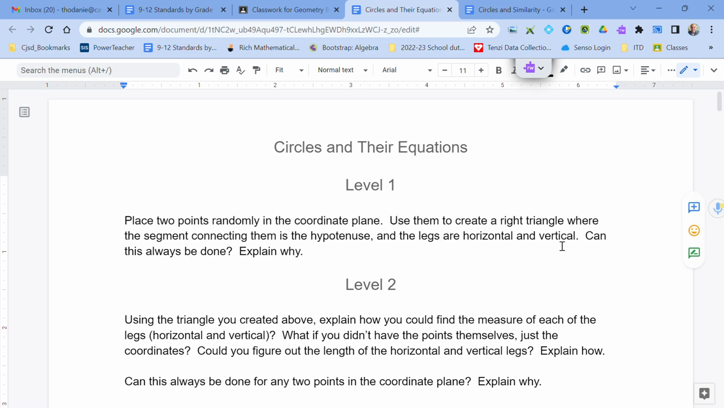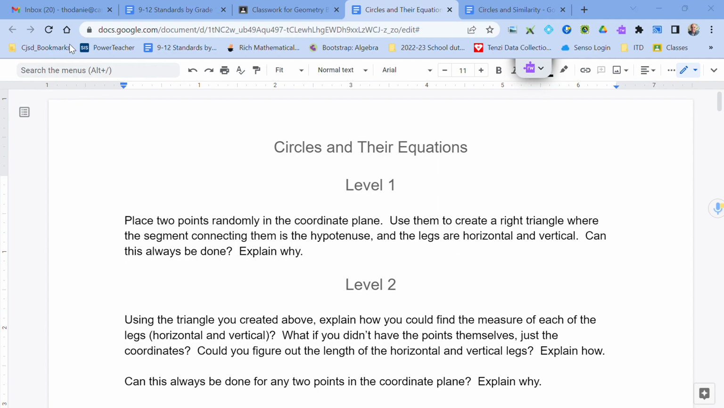All right, here we go, one more try, right? Place 2 points randomly in the coordinate plane. Use them to create a right triangle where the segment between them is the hypotenuse and the legs are horizontal and vertical. So I need to get a horizontal line.